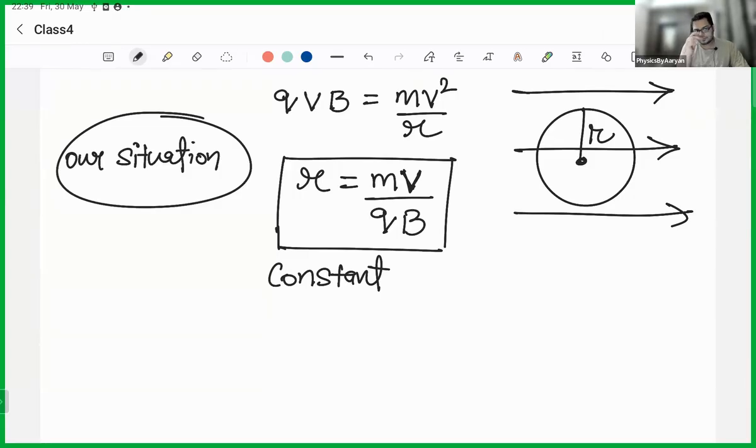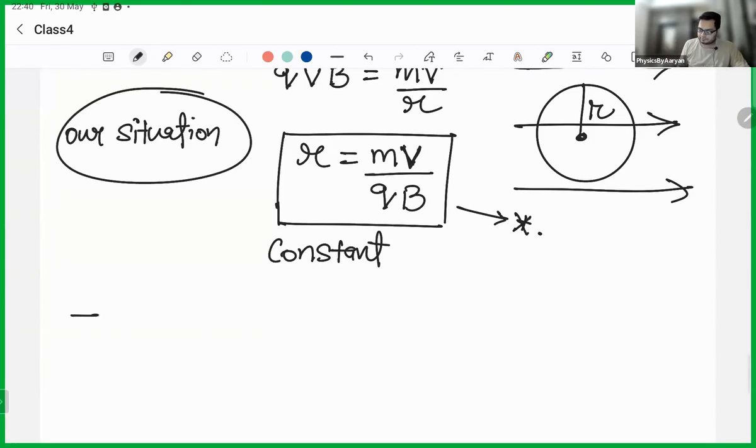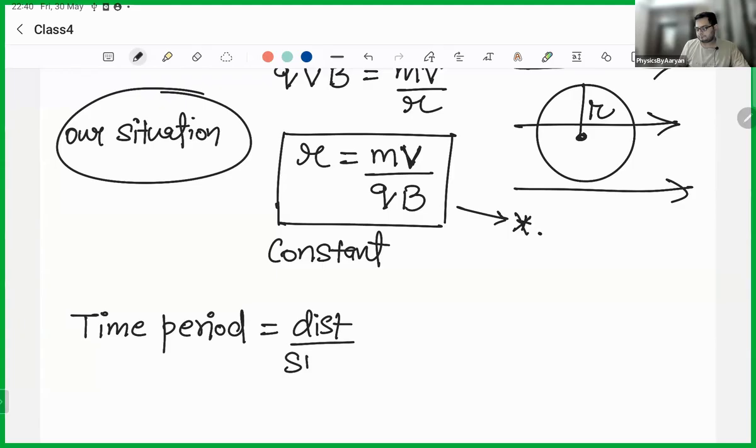Perfect. Second. So this is one formula that you need. Now, the second question that I can ask you is the time period. How much time will it take to complete one circle? In circular motion, this is the same formula every time. So if you see circular motion in any chapter, the formula is the same. Time period is always given by distance upon speed.